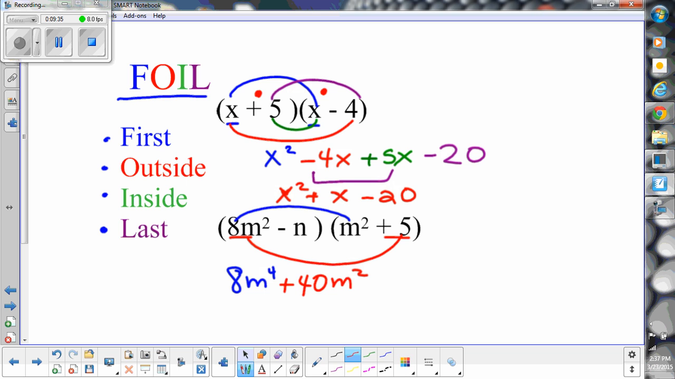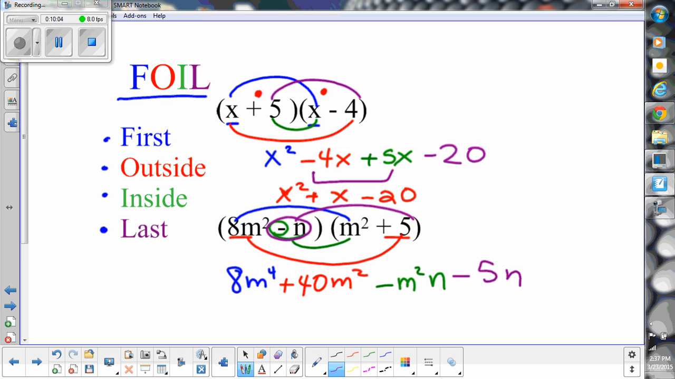40m squared. Then we do our inside terms. Be careful, there's a negative sign here, so that's negative n. Negative n times m squared is, in alphabetical order, negative m squared n. And then we have our last terms, which is n and 5, but it's negative n. It's negative n times 5, so that's minus 5n.